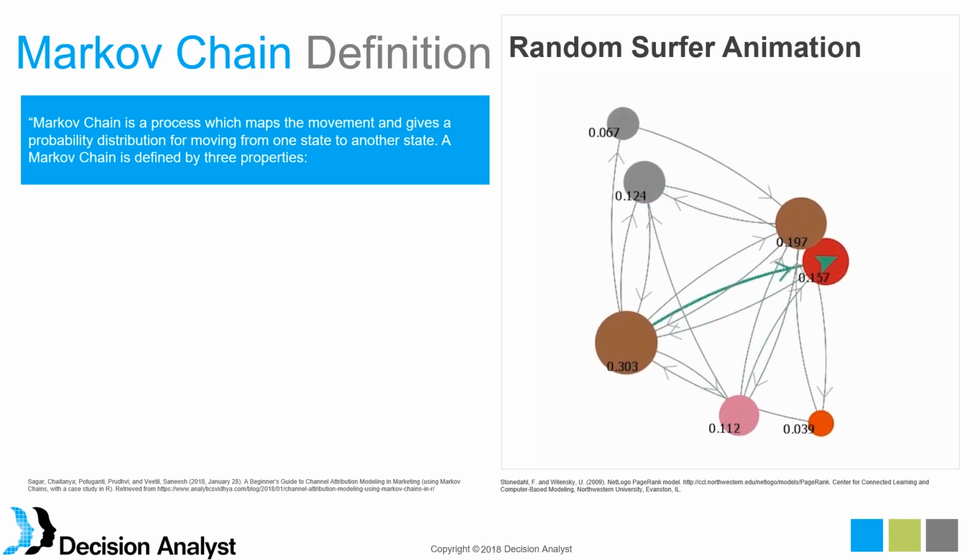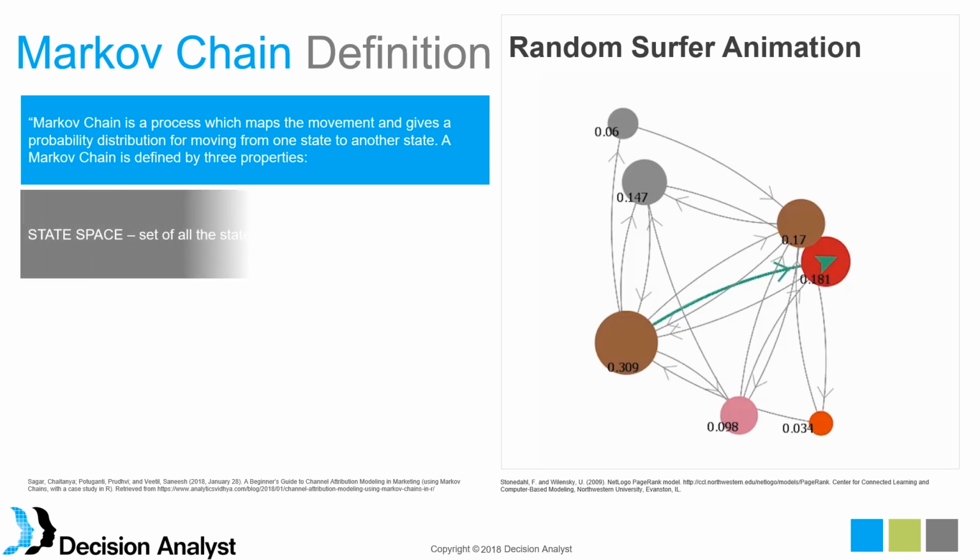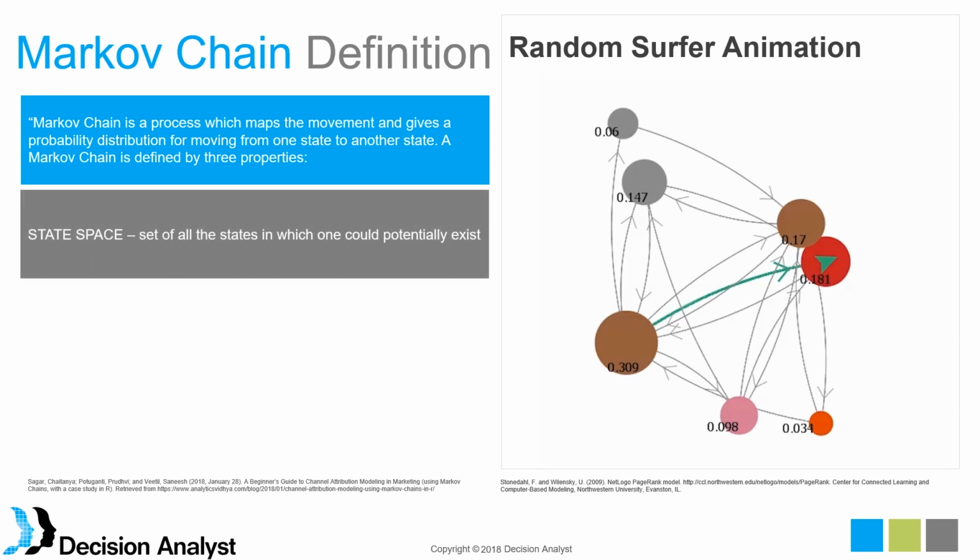And this is a random surfer model where there are certain connections between websites and people randomly jump from one website to another. It's one process by which attribution could be modeled, but just to demonstrate what a Markov chain is.